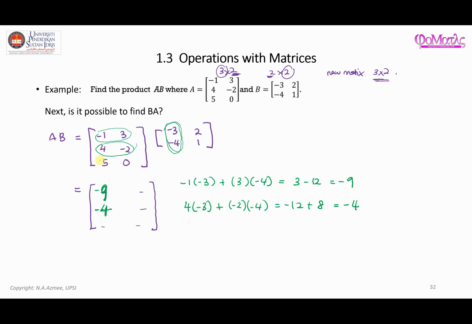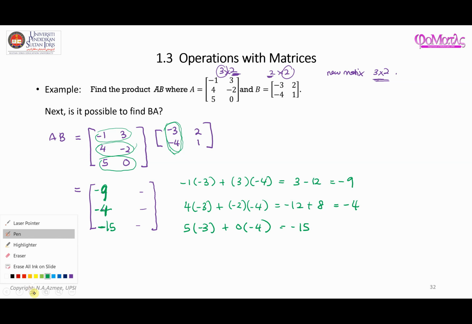Next, if you consider the third row and the first column, the result is going to be at this position: third row, first column. Right here we have 5 times -3 plus 0 times -4, and the result is -15. So this is -15. So we have -9, -4, and -15.